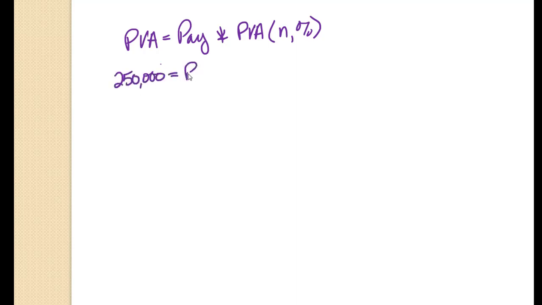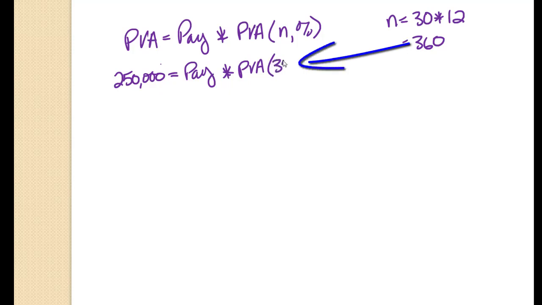So the present value of this annuity is going to equal the payments times the present value of an annuity factor, n at a given percentage. And the present value of the annuity is the $250,000 that they're giving you. I've got to find the payments. Oh, let's see, we've got to figure out n. So n is 30 years times 12 months, which is 360 payments. And we know the interest rate is 12%, but it's 12% annually. So each month when I make a payment, it's 1%.